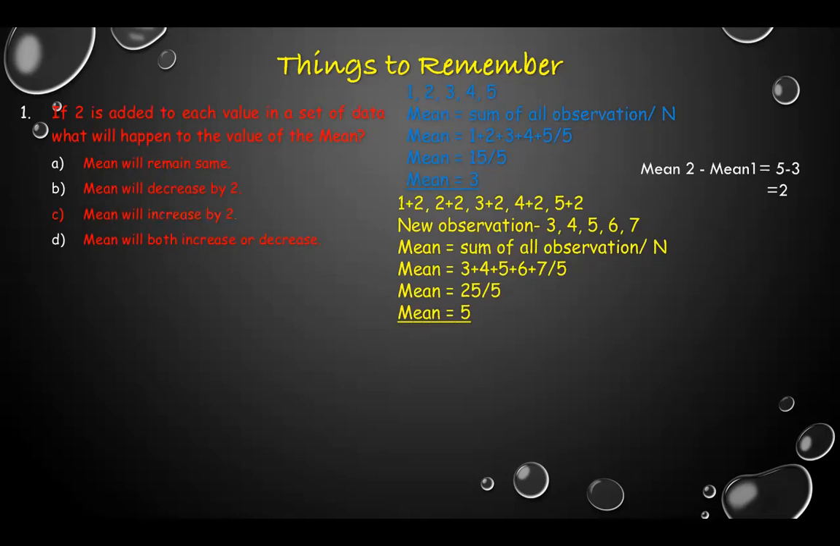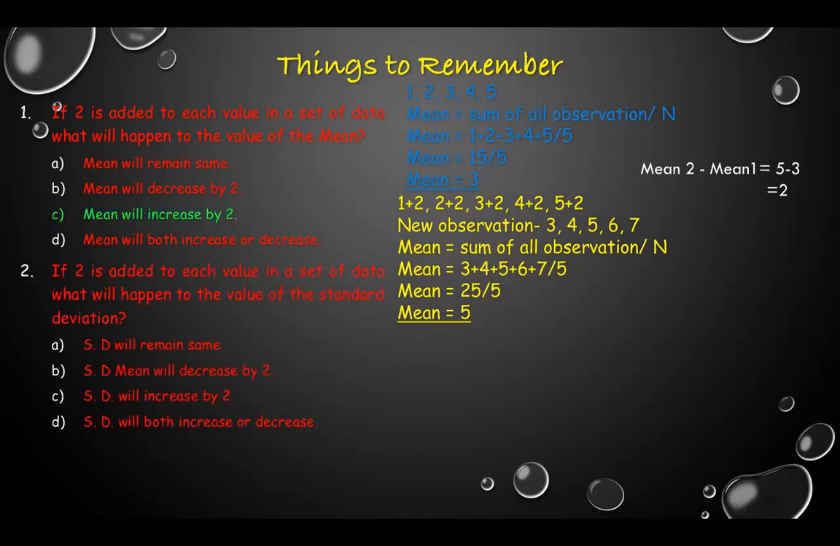Okay, now the same question is asked in case of the standard deviation. If 2 is added to each value in the set of data, what will happen to the value of the standard deviation? Does it remain the same, increase or decrease, or either increase or decrease, cannot say? As you know how to calculate the standard deviation, we have to find the deviation of these scores from the mean and then square those deviations. I will not elaborate here. I will go through the end of the calculation.